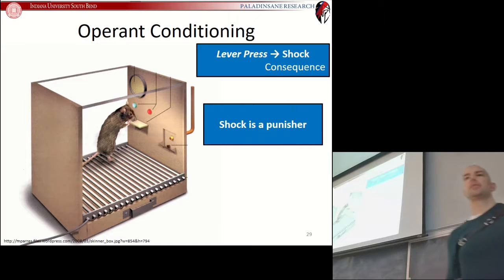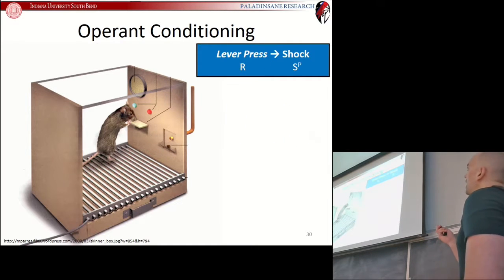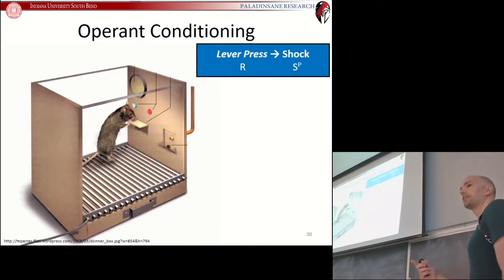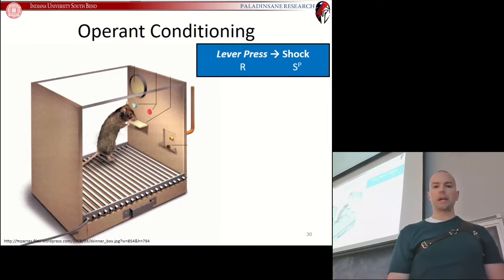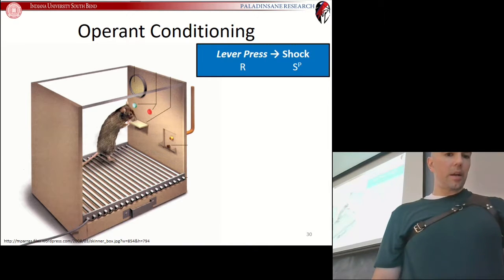If shock is a punisher, we indicate that by S superscript P, indicating that shock is a punisher, meaning that if shock follows a lever press, if the shock is a consequence of the lever press, that lever press will go down.